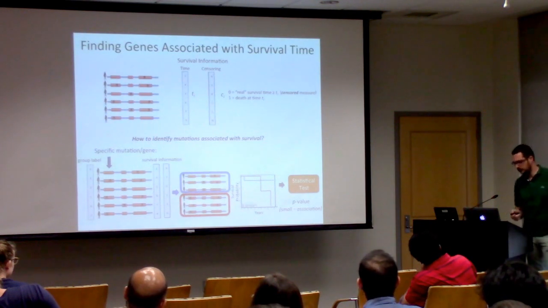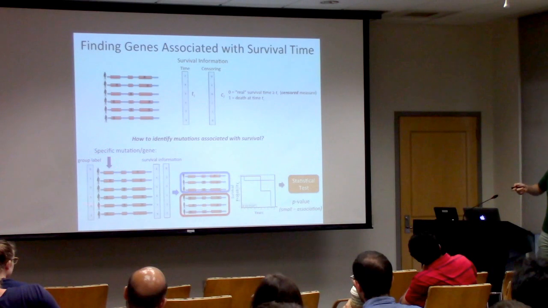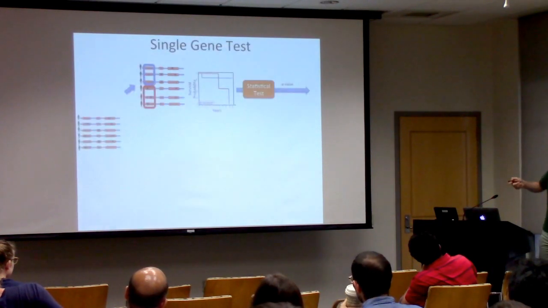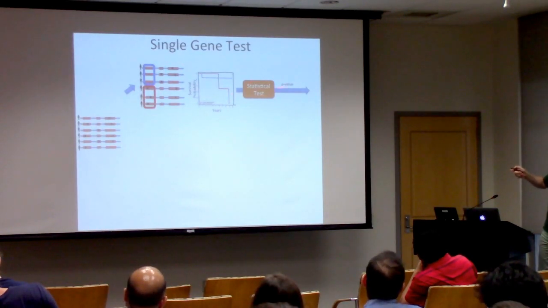Okay, so now if I'm able to do this analysis for one specific gene, I can do it for each gene in turn. I can do it for the first gene, partition into groups, estimate the survival probabilities, do a statistical test, and get the p-value for the first gene.